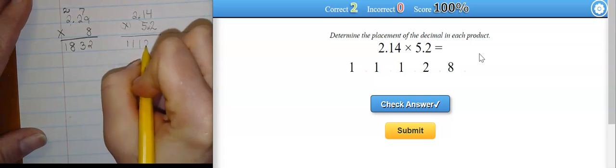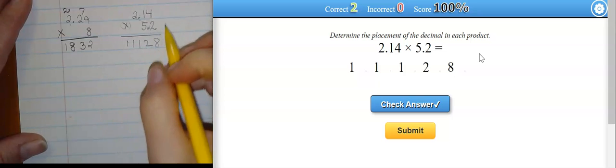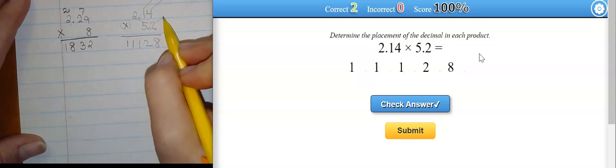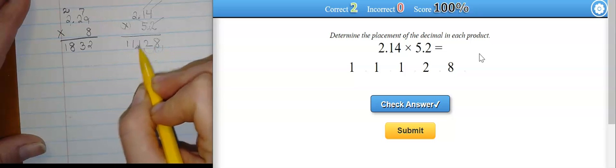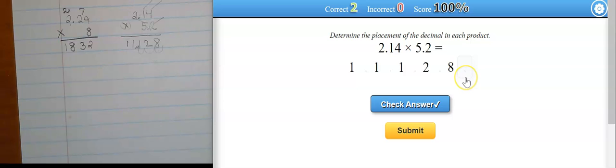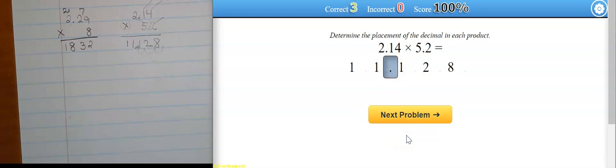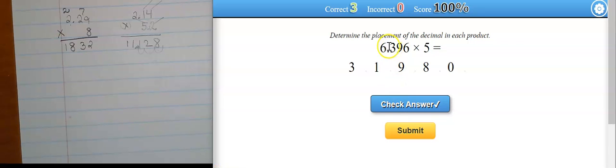The computer tells me it will come out to be 11128. How many places past the decimal? 3. 1, 2, 3. Get doinked. So on the problem, I would need the decimal not here. That's just once. There's twice. There is the third doink of the decimal. Submit my answer.